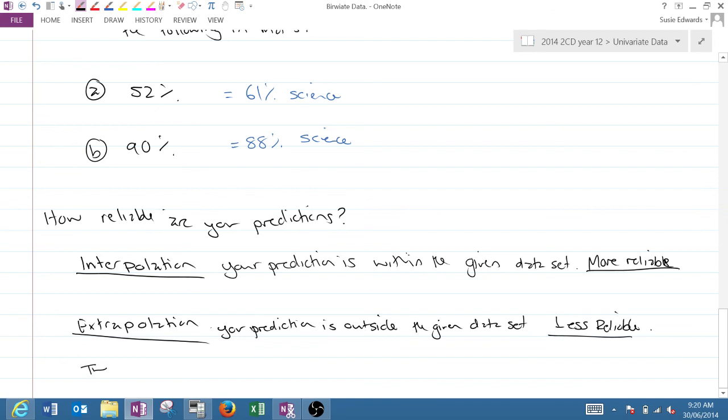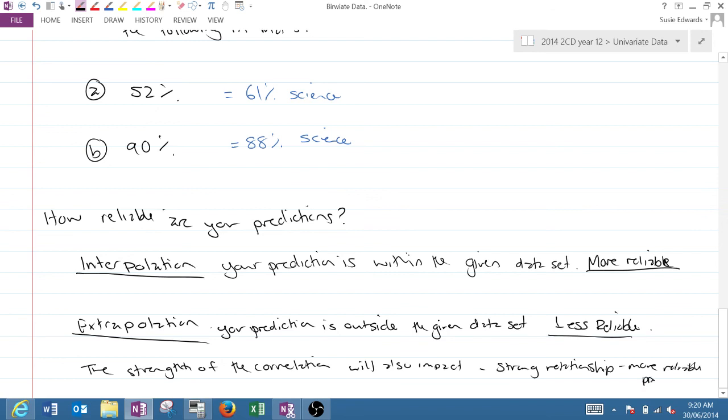Just lastly, the strength of the correlation will also impact. So a strong relationship means more reliable predictions. However, if you talk about the strength and you don't talk about interpolation or extrapolation, you're not going to get the marks. Okay, so it's something that you can add to it.